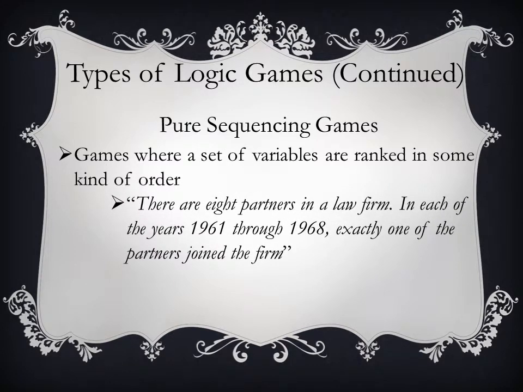And here's an example of what a sequencing game could look like. 8 partners. We have to figure out which partner was hired in 1961 all the way down through 1968. The rules are going to say things like Hodges joined before Nader. You'll see a lot of the rules will be structured like this. You might get some rules that state that a variable can't be last, or a statement like Hodges joined before Nader but after Michaels.